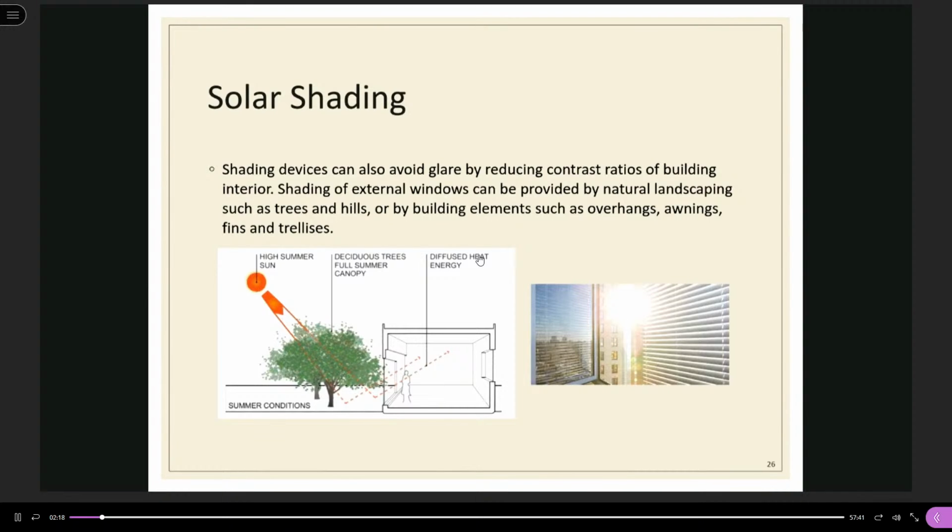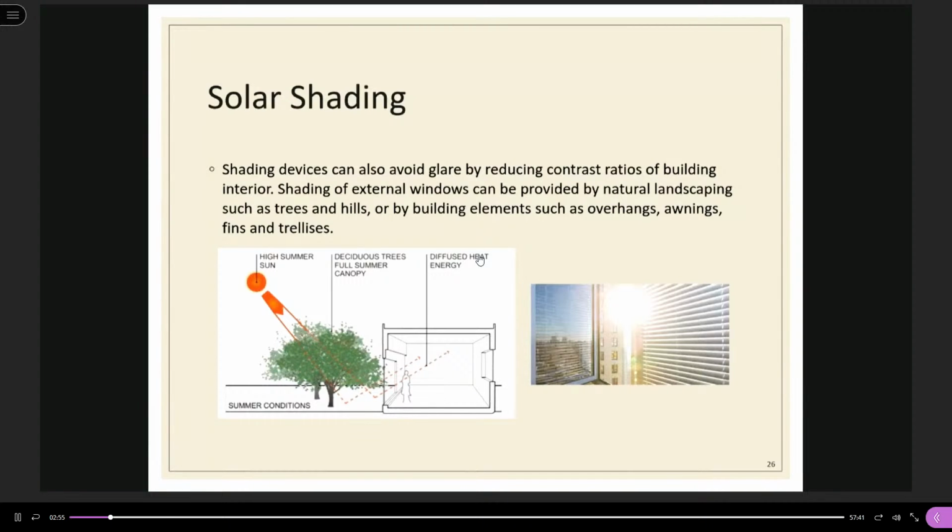Shading of external windows can be provided by natural landscaping, such as trees, hills, or by building elements such as overhangs, awnings, fins, and trellises. For Hong Kong, we have many high-rise buildings. So I think it is not too practical to use natural landscaping such as trees or other elements to provide shading. So we need to rely on overhangs or vertical fins.